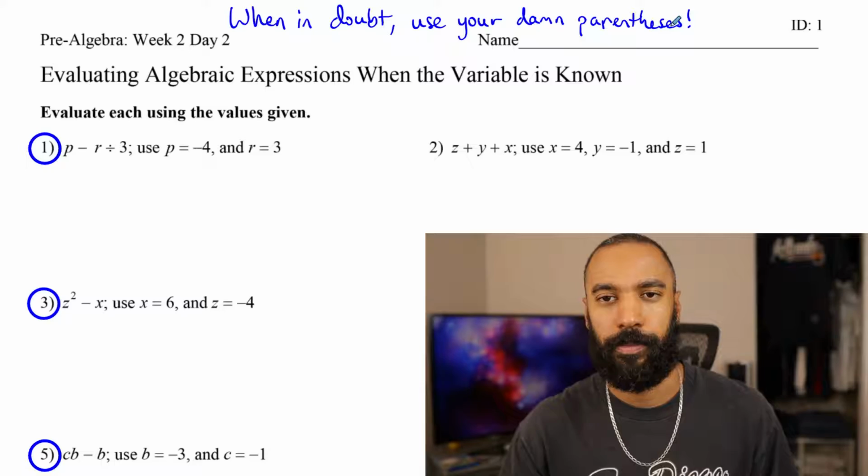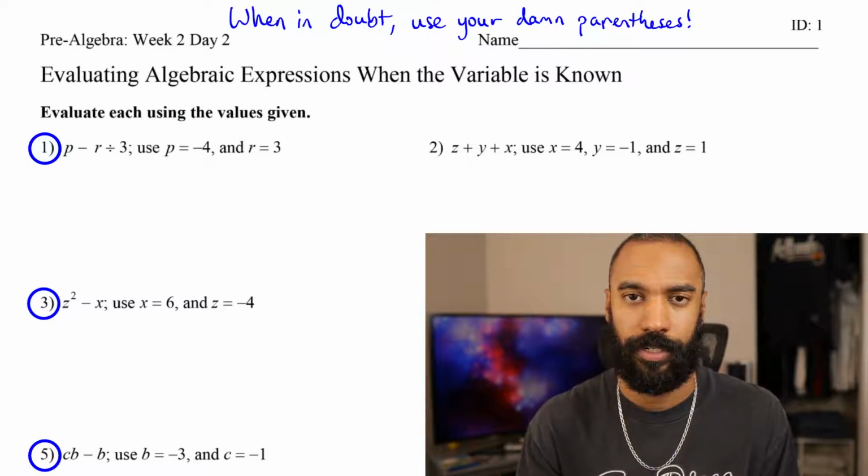This is for substitution-based purposes. Now, this is super important. Using your parentheses, now, it says when in doubt. So if you know how to not have to use them in certain circumstances, that is fine. But if you are uncertain as to whether parentheses are going to affect the results of your problem, use them.